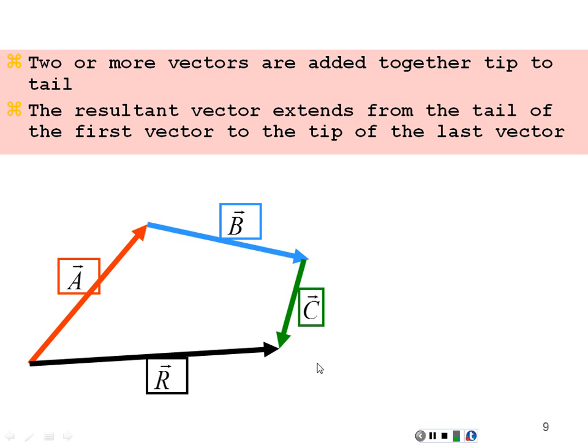So as vectors go, A plus B plus C is equal to R. Or I could write it like this: vector A plus vector B plus vector C is equal to R. All the while, these vectors are representing magnitude and direction by the arrows themselves. And adding them tip to tail represents magnitude and direction. I end up with the resultant vector as my result.